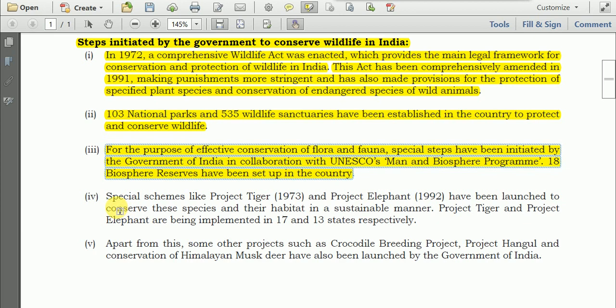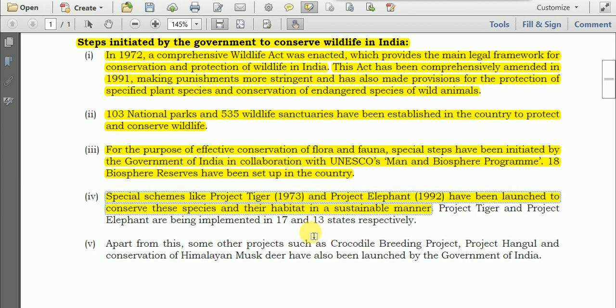Then another step, special schemes like Project Tiger, started in 1973, and Project Elephant in 1992, have been launched to conserve these species and their habitat in a sustainable manner. Okay, so special schemes like Project Tiger and Project Elephant have been launched to conserve these particular species and their home in a sustainable manner.